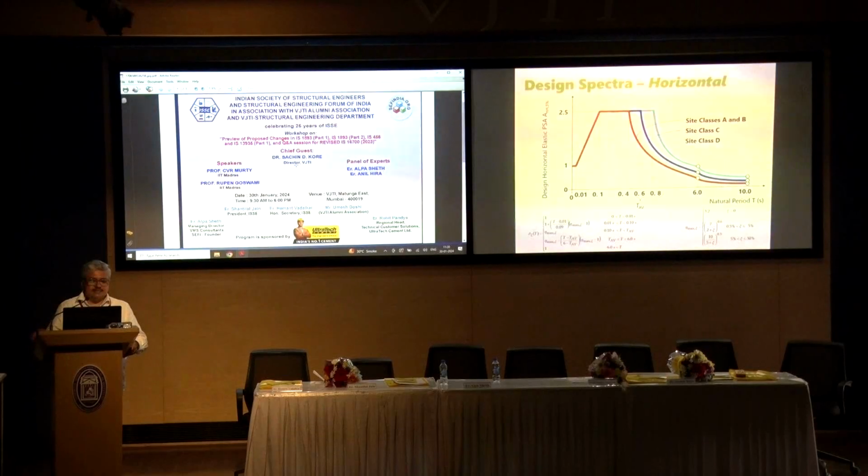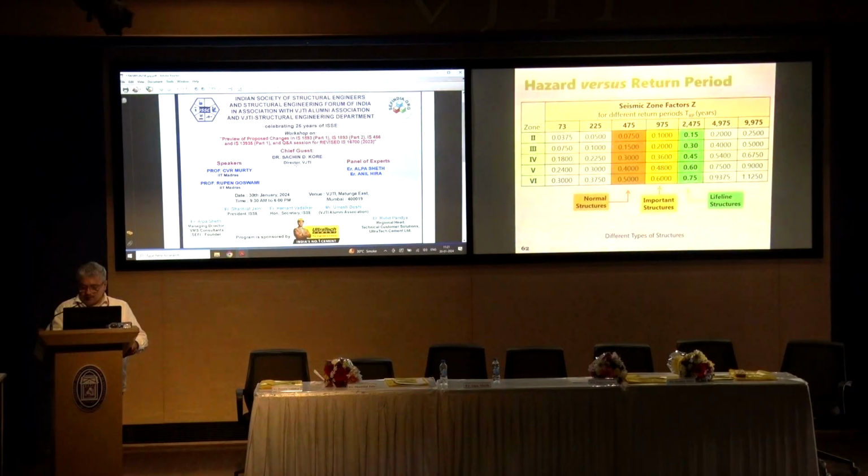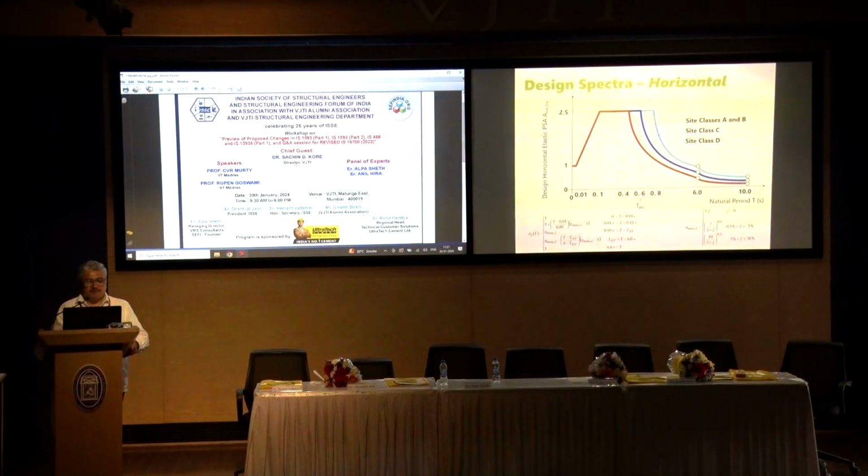And you will see that there is a small portion which is here up to 0.01. Then there is a linearly ascending portion with up to an amplification of 2.5. And then of course we have the plateau part, and then there is one drop up to 6 seconds, and the spectrum is going to be given up to 10 seconds.